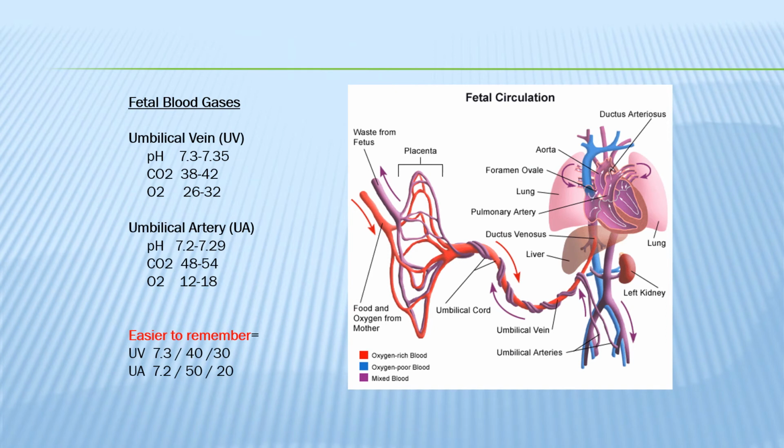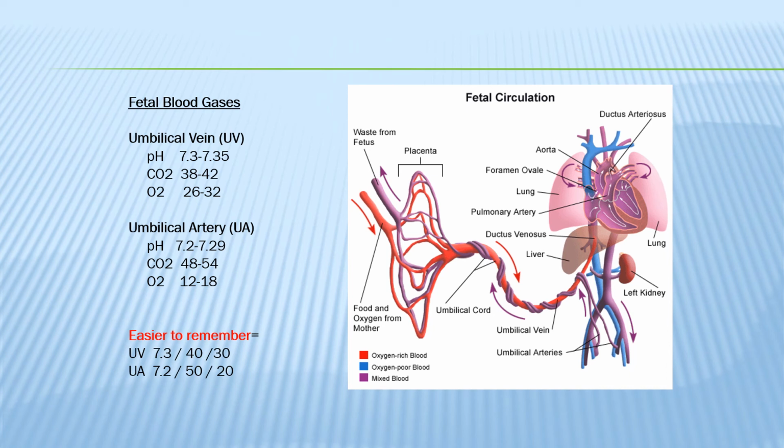We talked a little bit about the fetus having very low PaO2. Here I wanted to give you the actual values, and this is pretty amazing. In the umbilical vein, remember that's where the oxygenated blood is, the good blood, the pH is 7.3 to 7.35, so it's a little on the acidic side. The CO2 is right around 38 to 42, which correlates with our venous blood, and the PO2 is around 26 to 32. To make this easy, I remember CO2 around 40, PO2 around 30 in the umbilical vein.